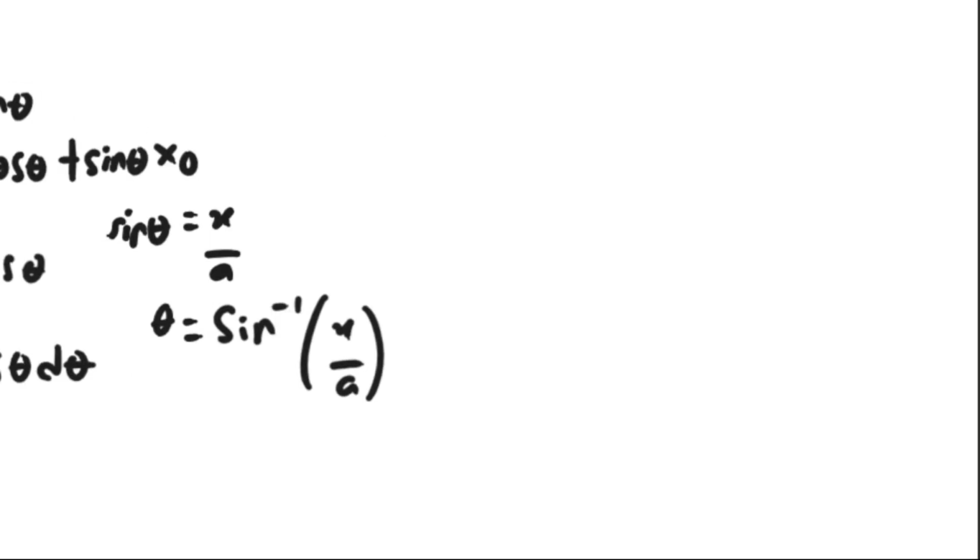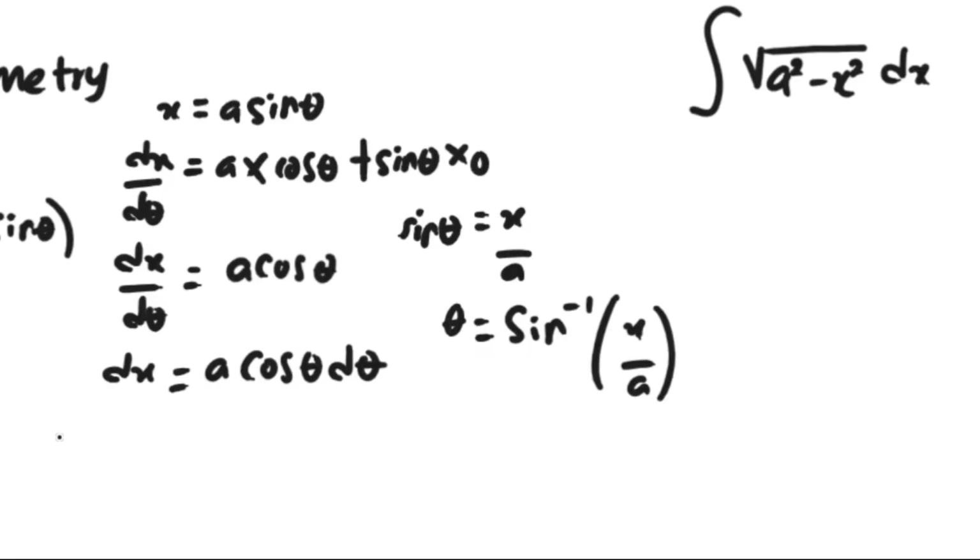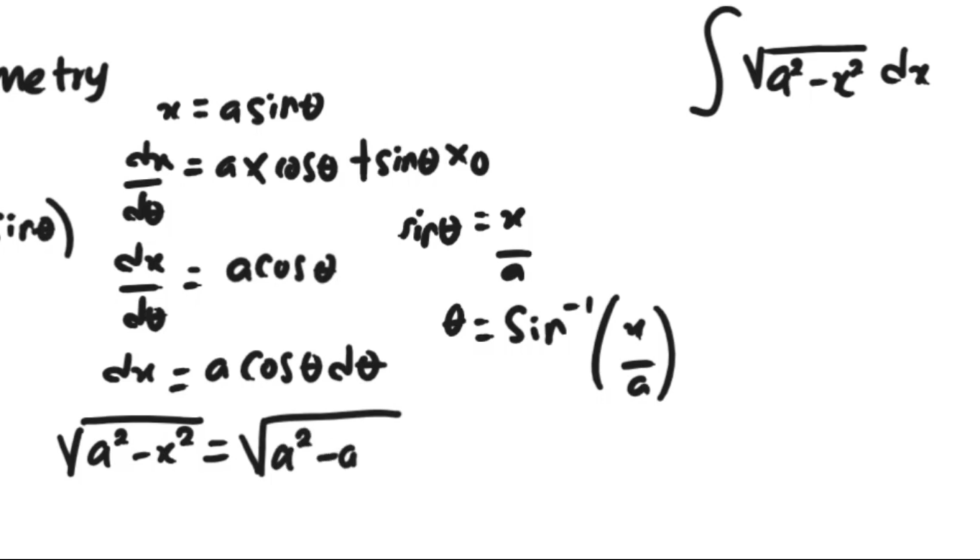Okay, so now let's apply this in a question so that you understand what we're trying to do. So let's say that we are to evaluate the integral of the square root of a square minus x square dx. So we know that a square minus x square, let's try solving that first. The square root of a square minus x square will give us, if our x is a sine theta, so anywhere we see x here, substitute a sine theta, this will give us the square root of a square minus a square sine square theta.